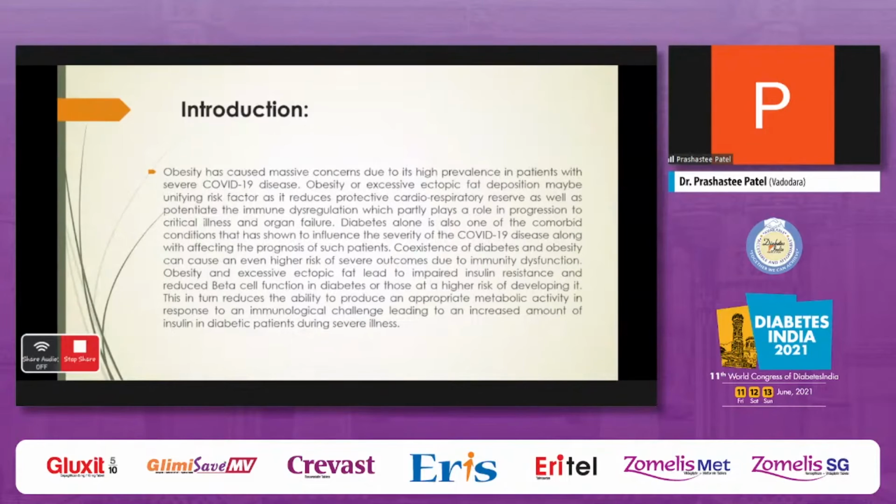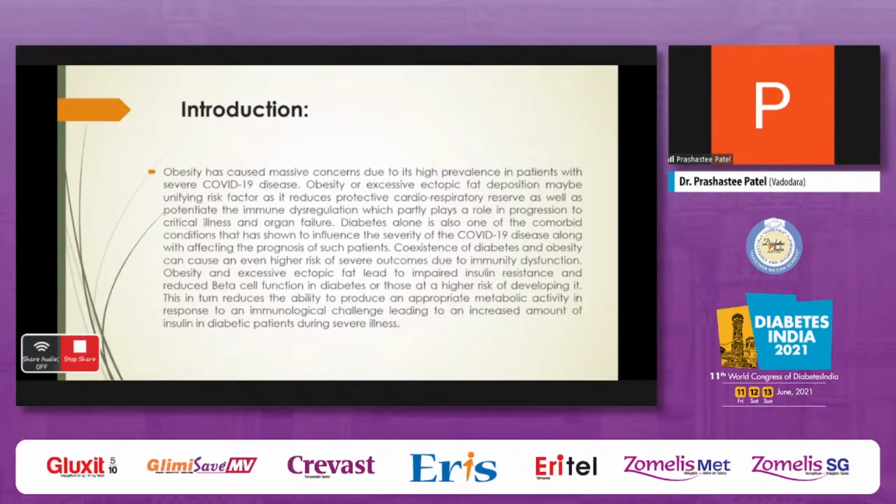Obesity has caused massive concerns due to its high prevalence in patients with severe COVID-19 disease. Obesity or ectopic fat deposition may be a unifying risk factor as it reduces the protective cardiorespiratory reserve, as well as it also potentiates the immune dysregulation, which partly plays a role in progression to critical illness and organ failure.